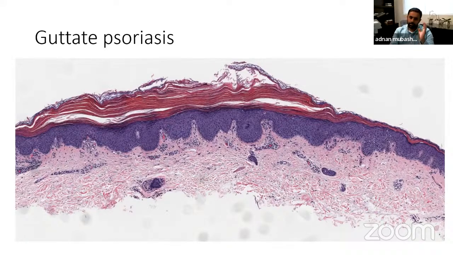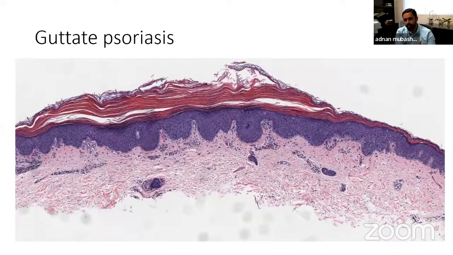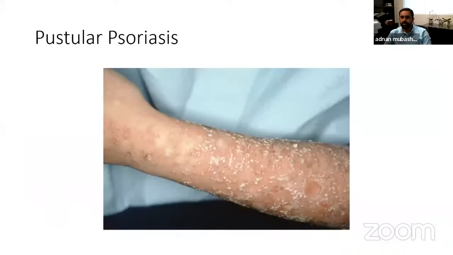So putting two and two together again: a younger population, a clinical lesion that looks like this, and then a histology that correlates with that clinical lesion and has neutrophils in the parakeratosis, then you can more confidently say that it's a guttate form of psoriasis.